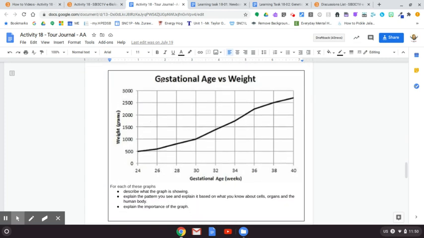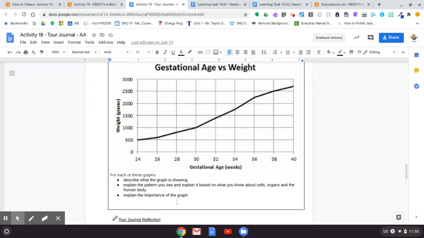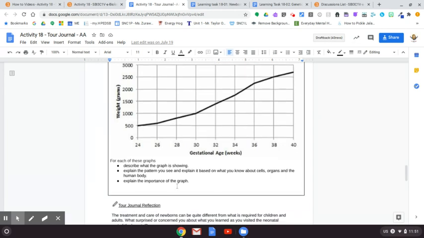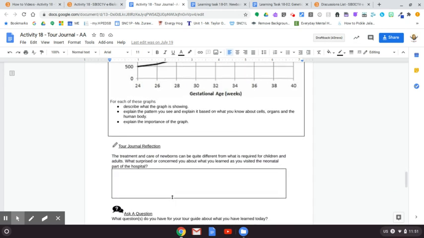The final graph, you're looking at gestational age versus weight. So again, the content area goes over quite a bit of this, but you're looking at the age in weeks on the bottom, and then what you see about the weight and the increases in weight as the baby gets older. So make some links, think about cells, organs, and the human body. So think about maybe the size, the development here versus the size, development up here. And then you're going to explain the importance of the graph.